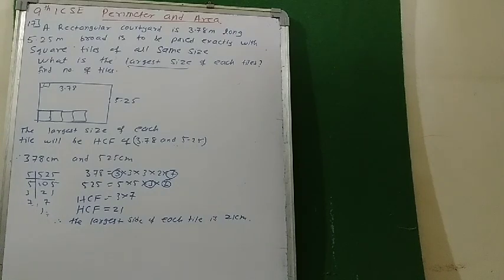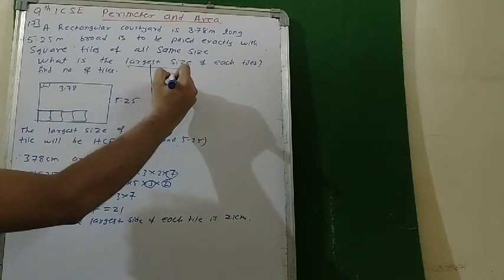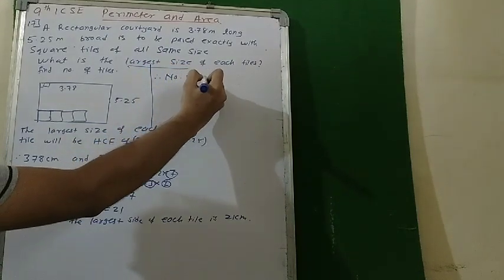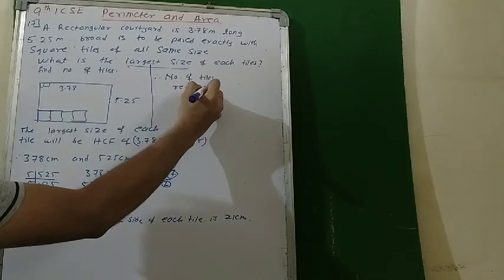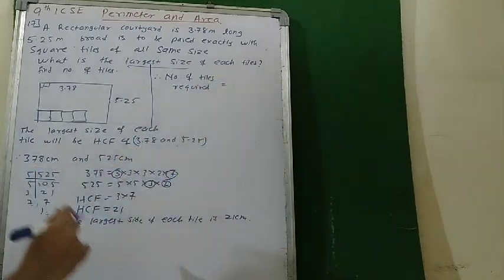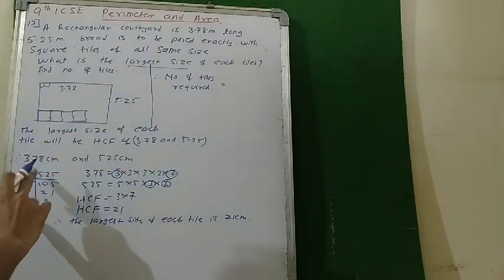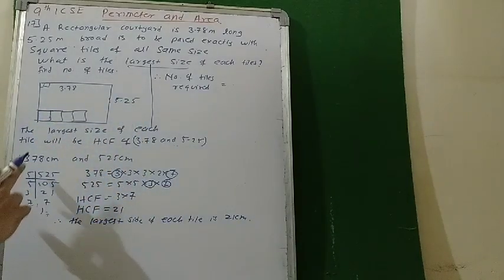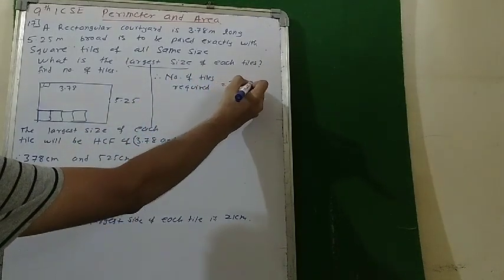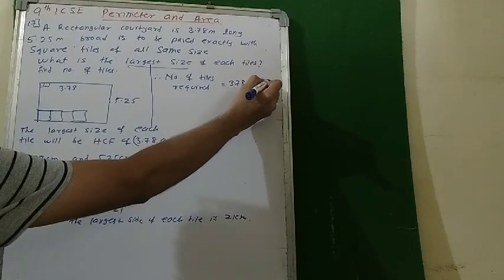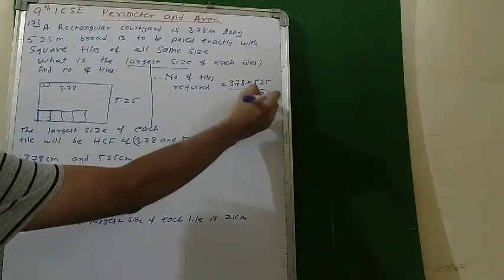Okay. Now number of tiles. How will we find the number of tiles? Therefore number of tiles required is equal to area of the room upon area of one tile. What is the area of the room? Length into breadth: 378 multiplied by 525, upon area of one tile, which is 21 into 21.